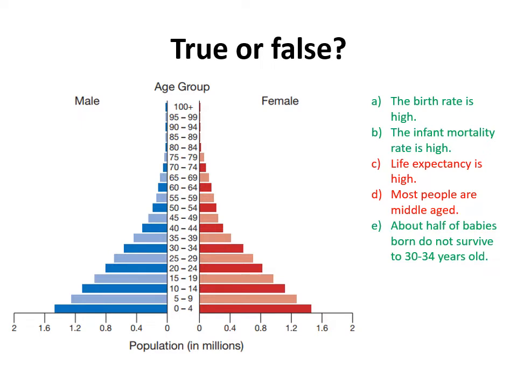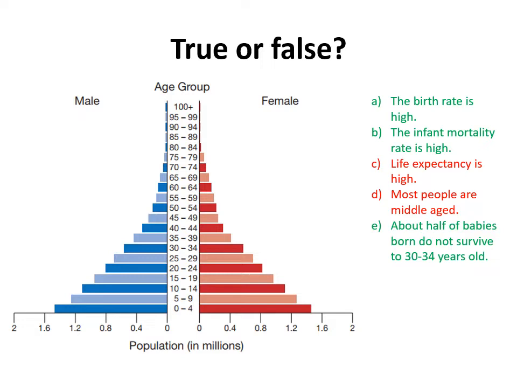Okay, answers. So the birth rate is high. Yes, it is. You can tell that because the bars at the bottom, the 0 to 4 bar, is the longest one there. So lots and lots of babies being born. The infant mortality rate is high. Yes, it is. That bar very quickly drops. So even from 0 to 4 to 5 to 9, there is a huge drop. So sadly, in this country, people are dying young.